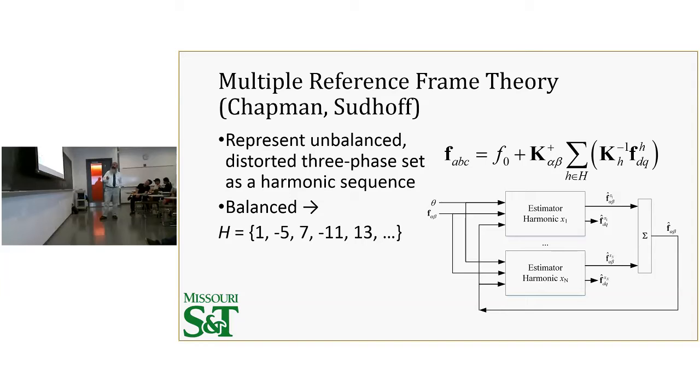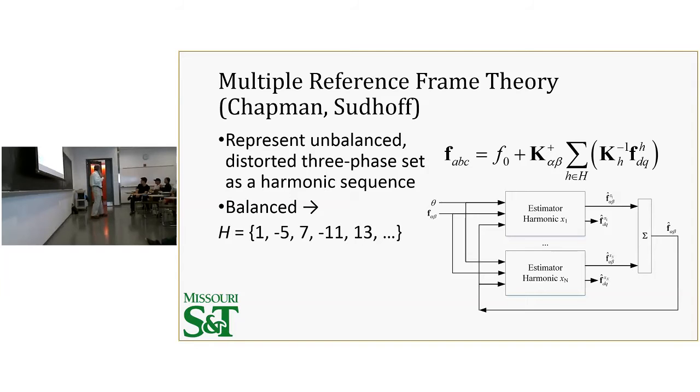And then your total ABC is you take that harmonic series, rotate it back to the stationary frame, sum it up, and now we have an alpha beta total. Do the inverse Clarke, add back your zero sequence, and you have your ABC.